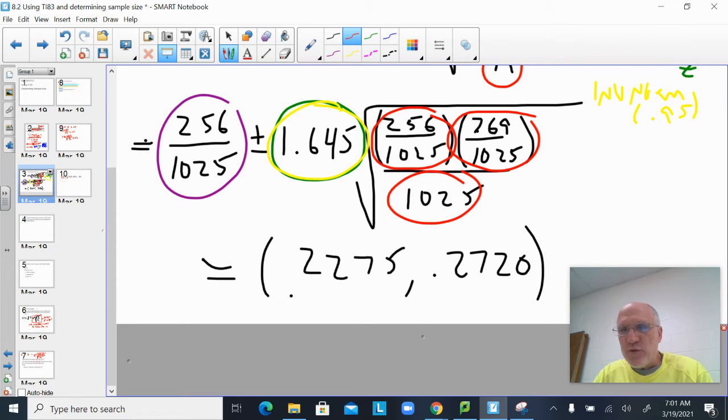Let me remind you, if you just calculated p hat, 256 divided by 1025, you should get the middle of that interval, and you do. So there's the interval, and let's finish panicking before I go back and cheat with the calculator.